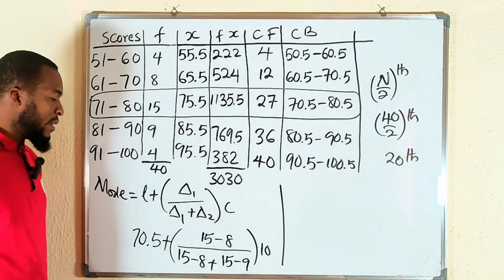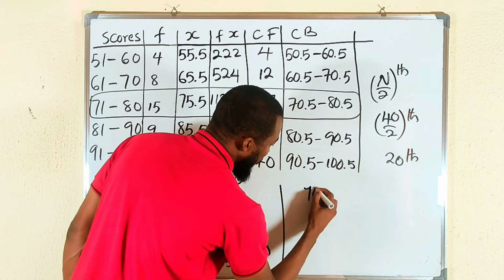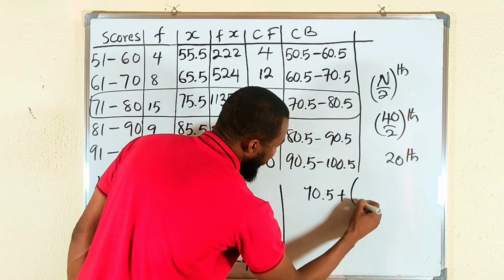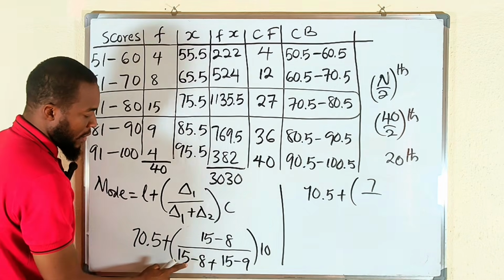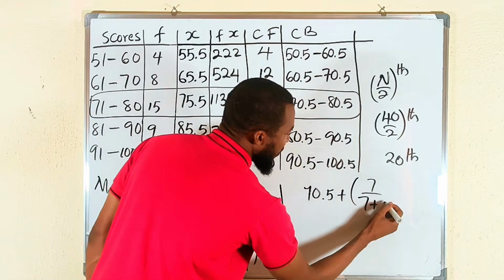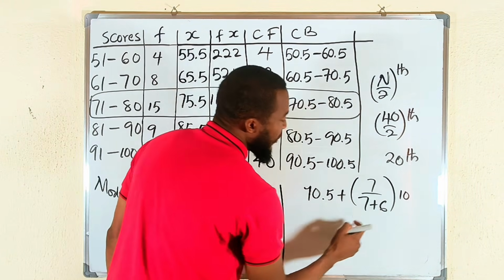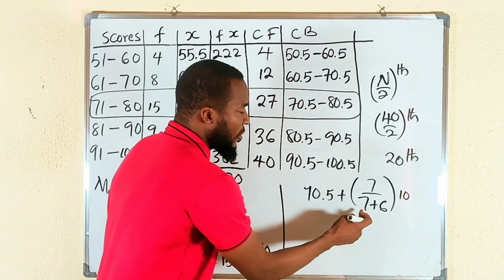Come here. This minus this is 7. So you have 70.5 plus 7 divided by, this is 7. And this is 6. Right? 15 minus 9 is 6. Then times 10.